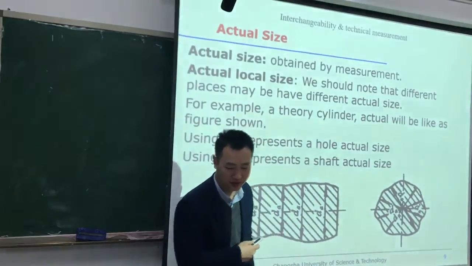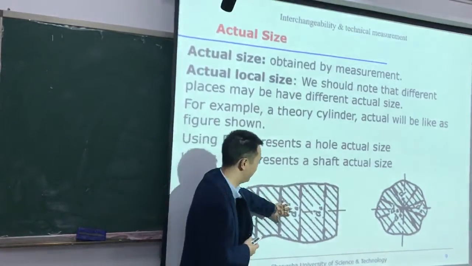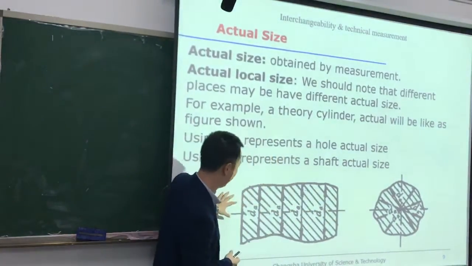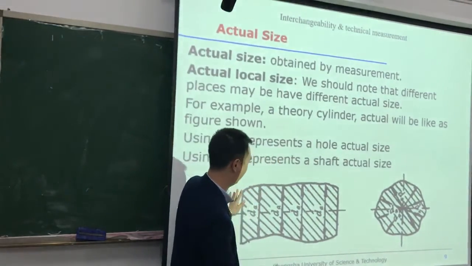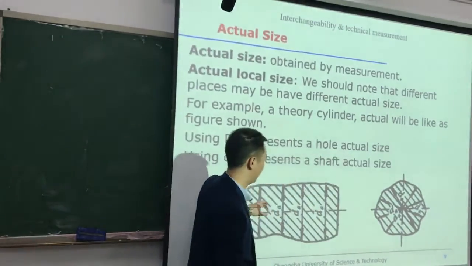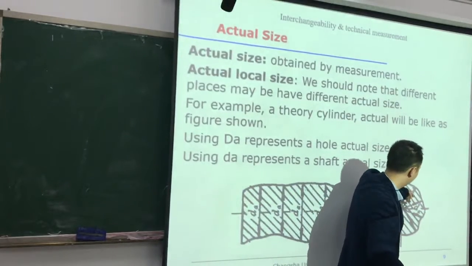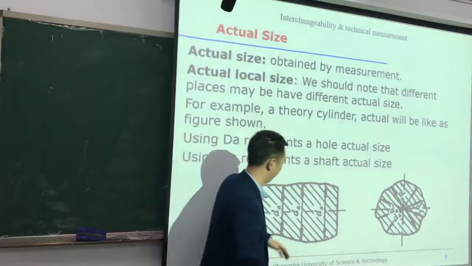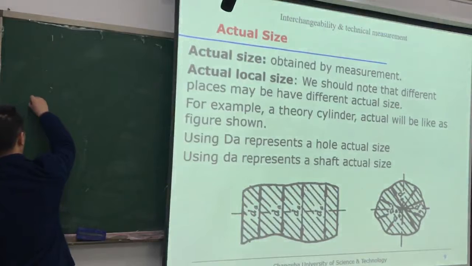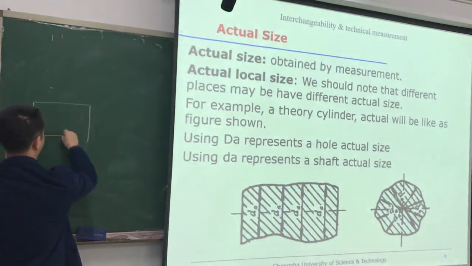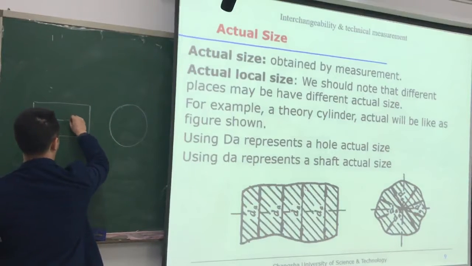And we should note that different places matter. For this one, which is a shaft, we look at it in two directions. It's a cylinder. When we draw a cylinder, I'm sure you learned in mechanical drawing, you draw it like this, right?